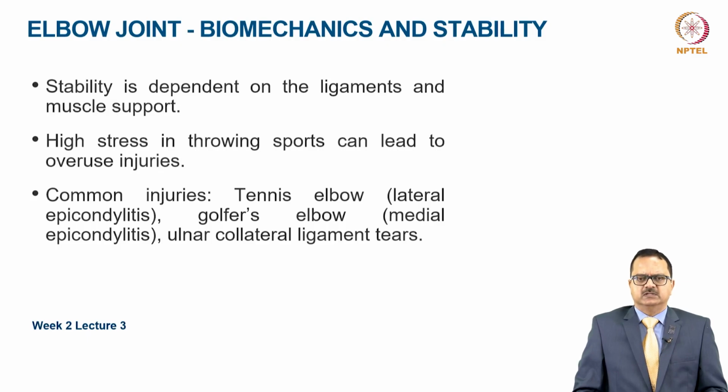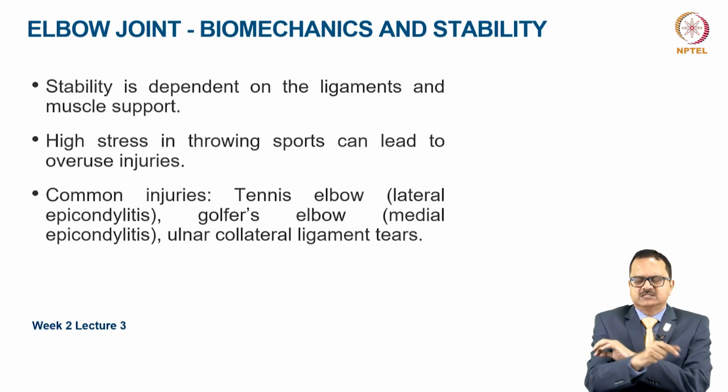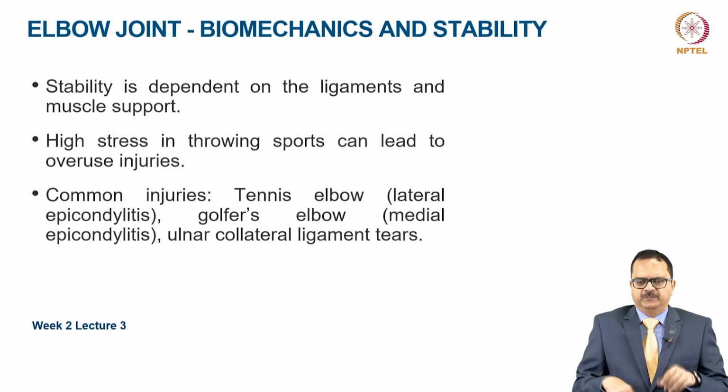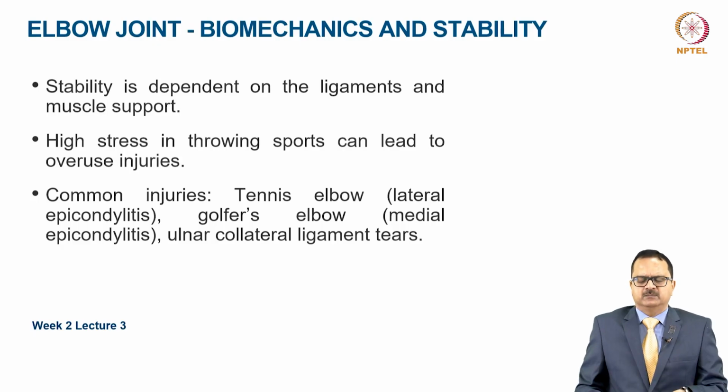The problem in the elbow joint is that both the primary extensors of the wrist joint and the primary flexors of the wrist joint arise from a single point around the elbow joint. And if you are doing any activity of the wrist joint, the load falls on that particular single point.